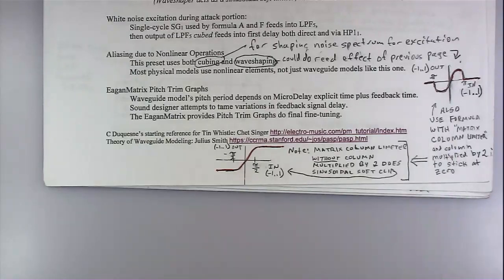And, for instance, you can turn off the matrix column limiter and see what happens. Turn down the volume before you do that, because we don't want to blow the speakers either. But when you're experimenting, keep the volume low until you're pretty sure that you didn't do something crazy. Are we good? All right.